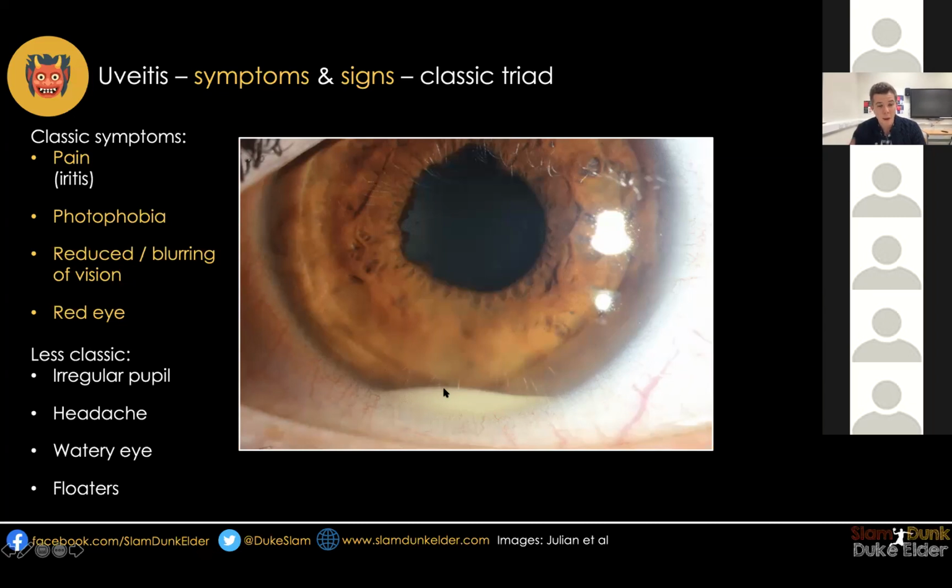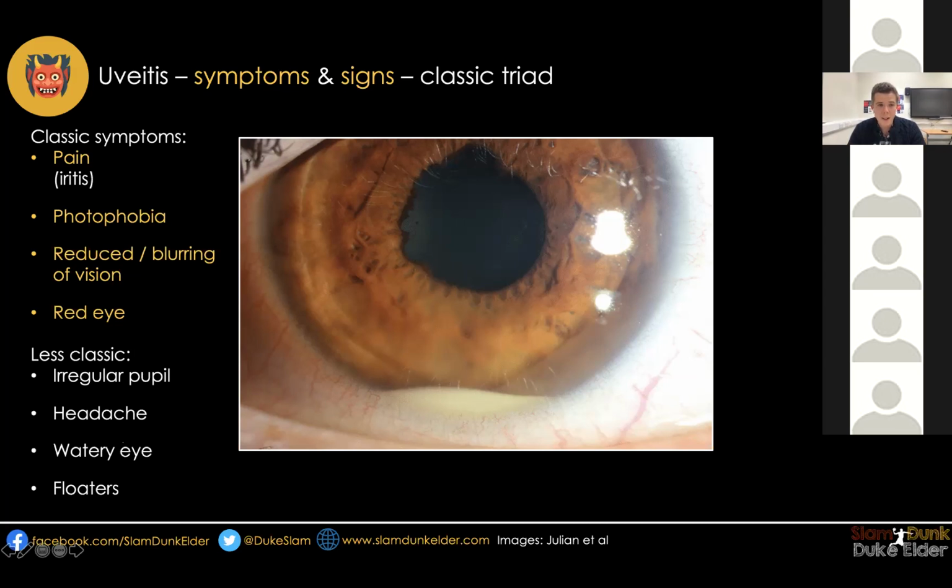So usually people don't complain of a red eye at the first instance. They usually complain of pain. My God, is it painful? Oh my gosh, I can't stand light. They might come into your clinic with black glasses, saying I can't stand light, and they'll have blurry vision. That's the classic triad of uveitis, okay?